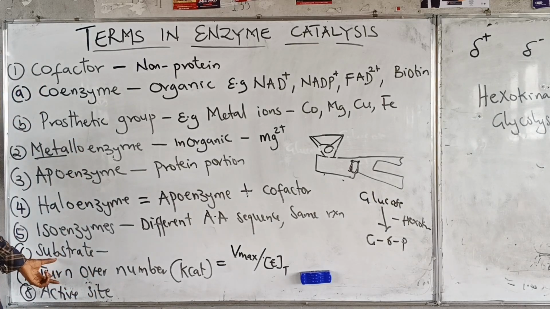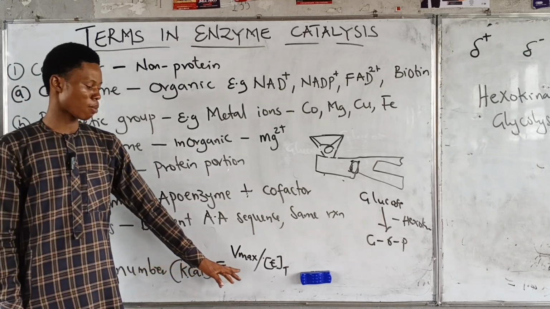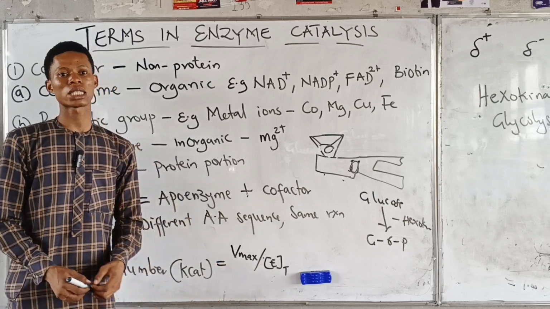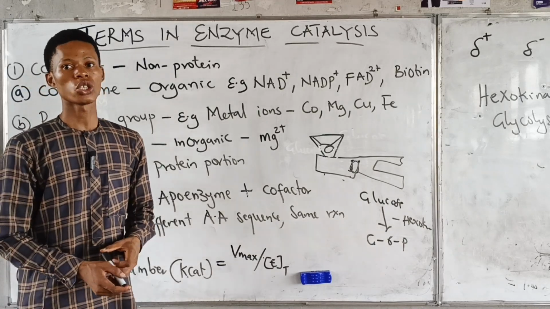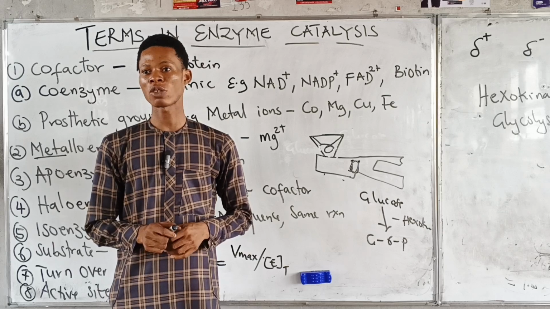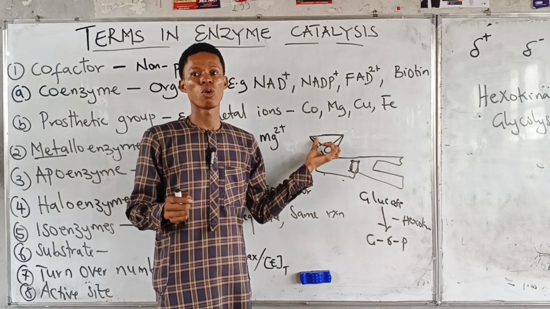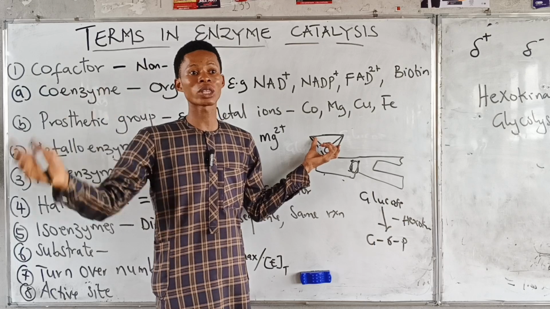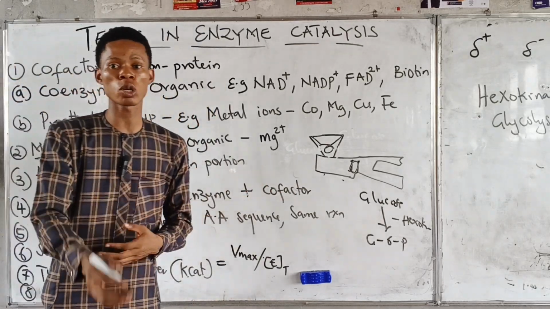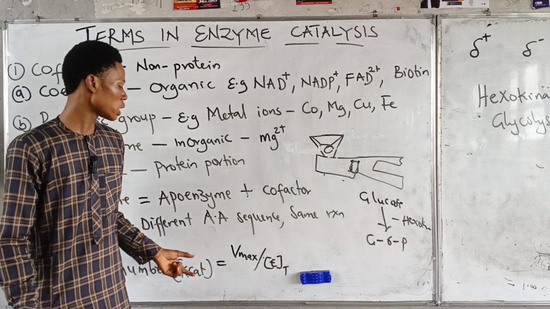Now, next is turnover number. Turnover number is also given as Kcat. And turnover number, we said, is given as Vmax over total enzyme. Vmax is maximum velocity. And I gave you that Kcat or turnover number is the maximum number of substrate that is converted to product by a specific amount of enzyme at a particular time. So we are looking at how many cassava we grind with one machine in so much time. The turnover number is the amount of substrate converted to product by a specific concentration of enzyme at specified time. That is the turnover number.